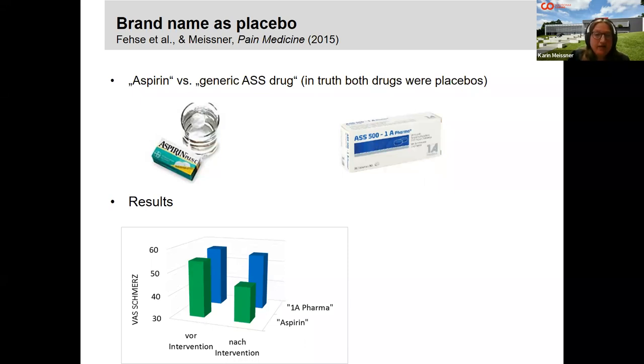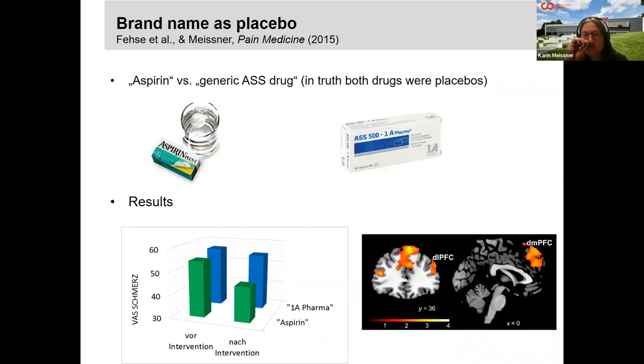And as you can see on the right-hand side, the bars for the pain differ rather greatly between the two conditions, and only the aspirin group showed a significant pain reduction and not the other group. We also looked at the level of the brain and could show that this was not just a response bias or something which the participants told us, but also we could measure significant differences at the level of brain activity. So the prefrontal cortex, which is very important for the induction of placebo effects, showed different activities in these two conditions.